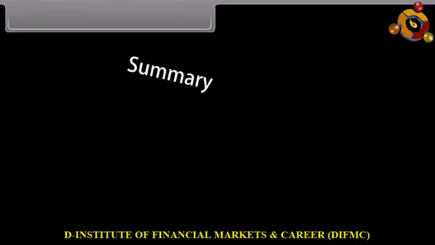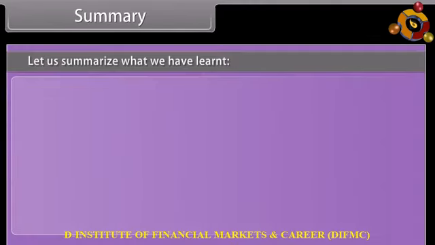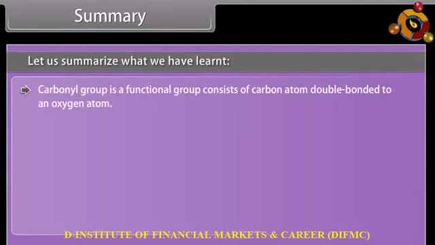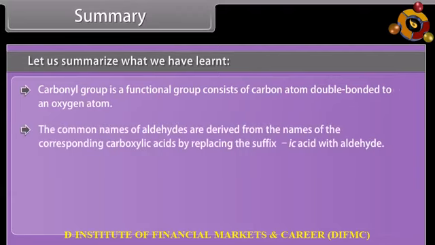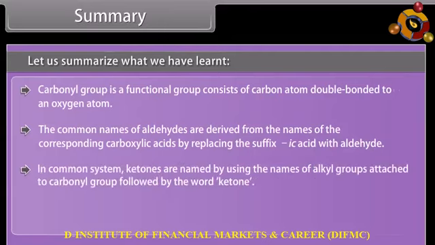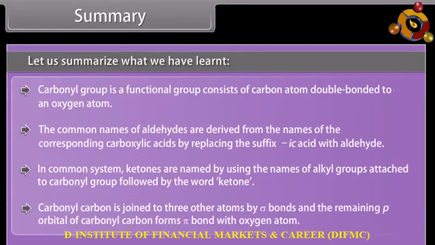Summary. Let us summarize what we have learned. Carbonyl group is a functional group consisting of a carbon atom double bonded to an oxygen atom. The common names of aldehydes are derived from the names of the corresponding carboxylic acids by replacing the suffix -ic acid with aldehyde. In common system, ketones are named by using the names of alkyl groups attached to the carbonyl group followed by the word ketone. Carbonyl carbon is joined to 3 other atoms by sigma bonds, and the remaining p orbital of carbonyl carbon forms a pi bond with the oxygen atom.